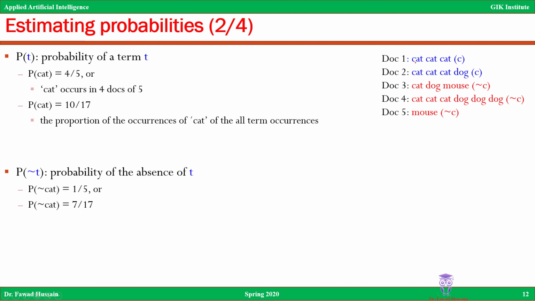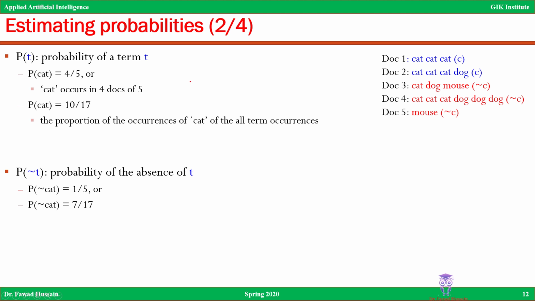There are two ways I can do it. I can either count the occurrence of cat as 1, or I can count the frequency, or the number of times that this word occurs. In other words, I can say this document contains cat, yes or no. Yes, that's 1. Or I can say, it contains the word cat and it occurs 3 times. So I'm basically emphasizing the number of times this word occurs in the document.